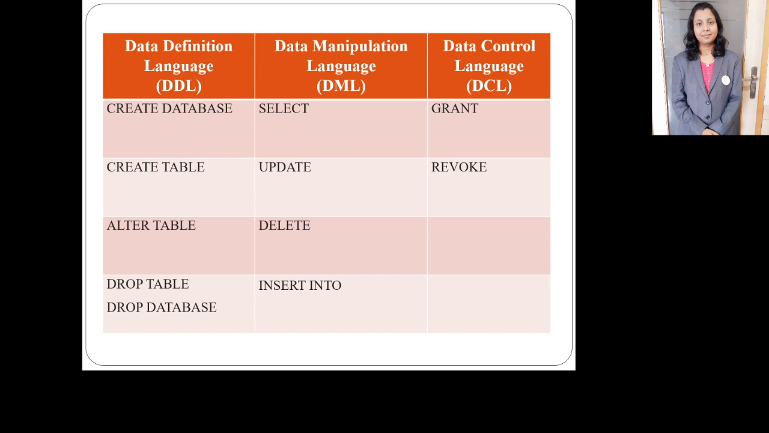Next is DML. In DML we have select, update, delete and insert into. Insert into is used to insert records into a particular table. Next is DCL, that is data control language. In that, grant and revoke are there. The grant command is used to give access to the users who are accessing the databases, and revoke is to take out those access privileges from the users. So these are the basic commands used in the SQL language.